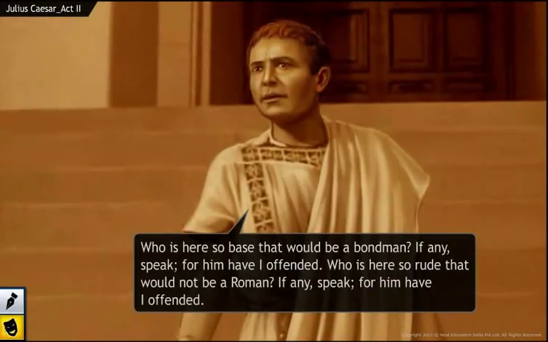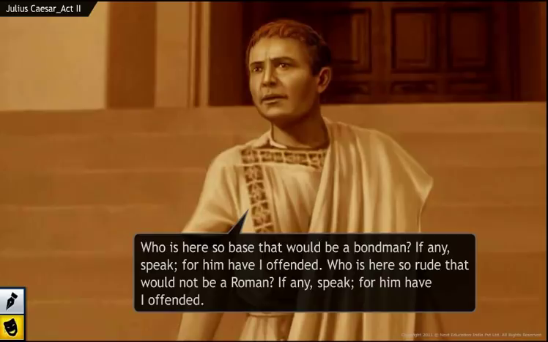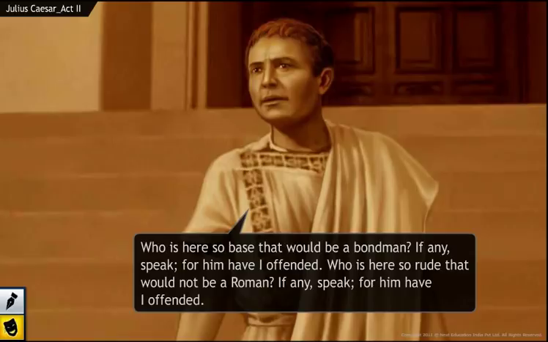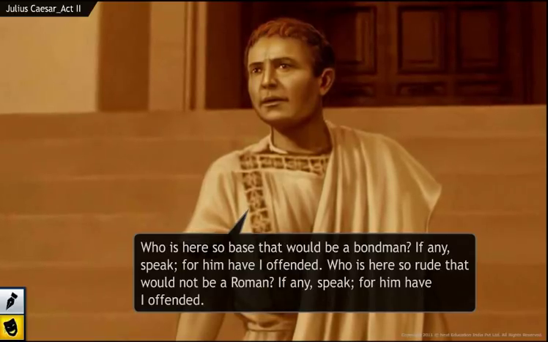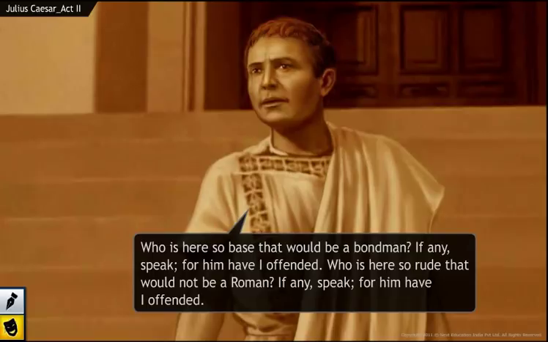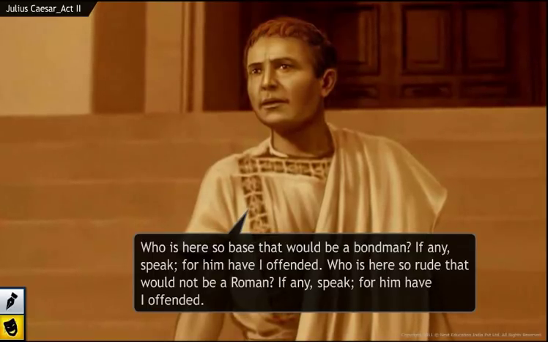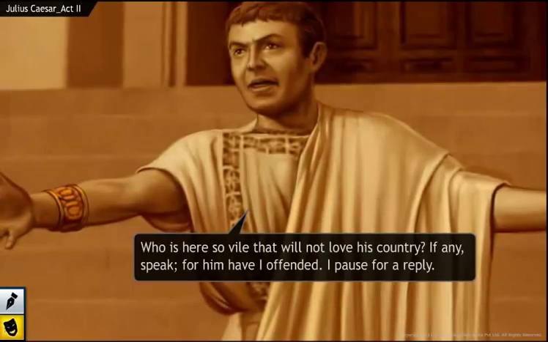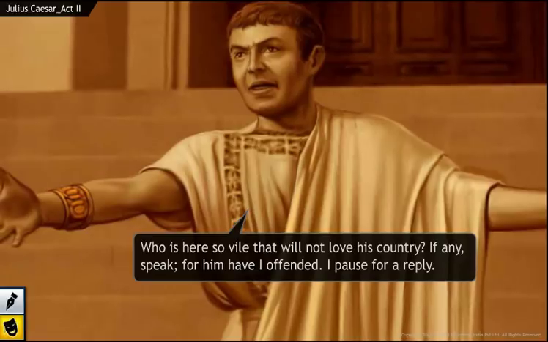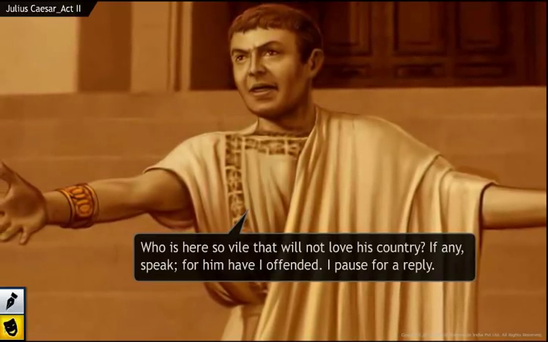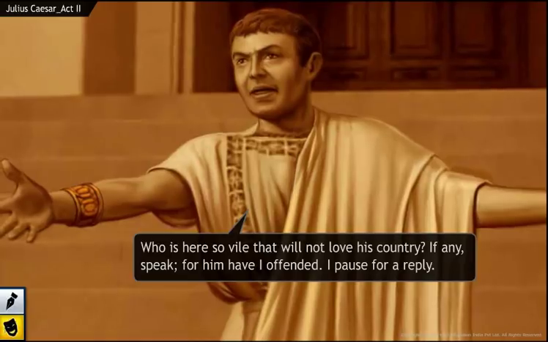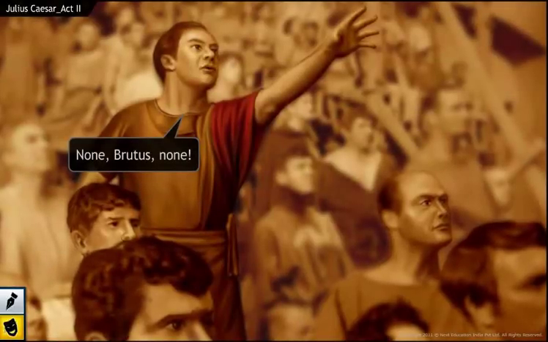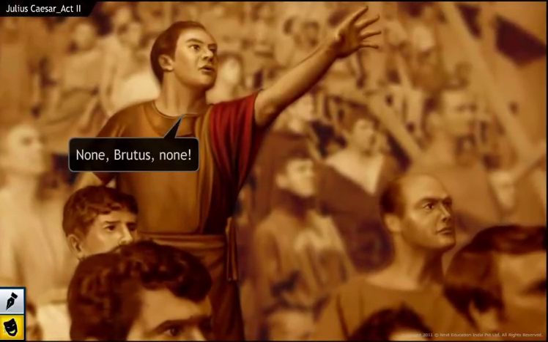Who amongst you is so morally low that he would prefer to be a slave? If there is someone like that, speak up, as I would have offended him. Who amongst you is so uncivilized that he would prefer not to be a Roman? If any, speak up, for I would have offended him. Who is here so low that he would not love his country? If any of you is, speak, for I have offended that person. I pause for a reply. The crowd says, "No one, Brutus, no one."